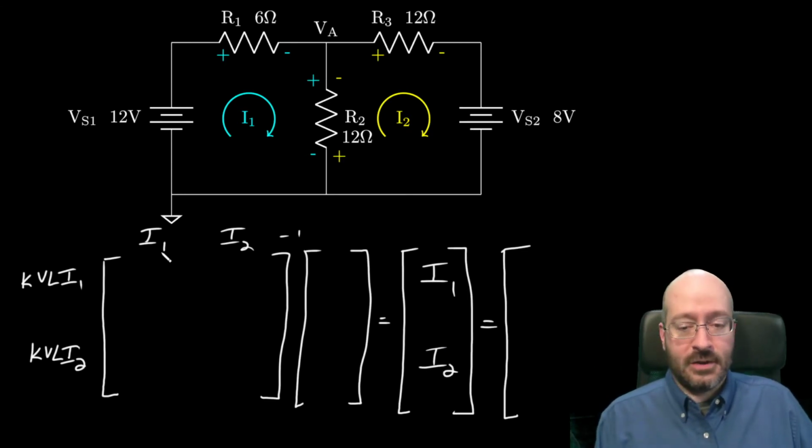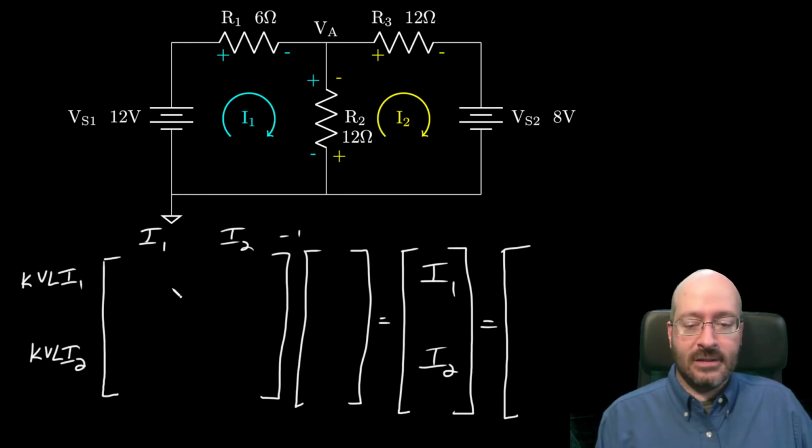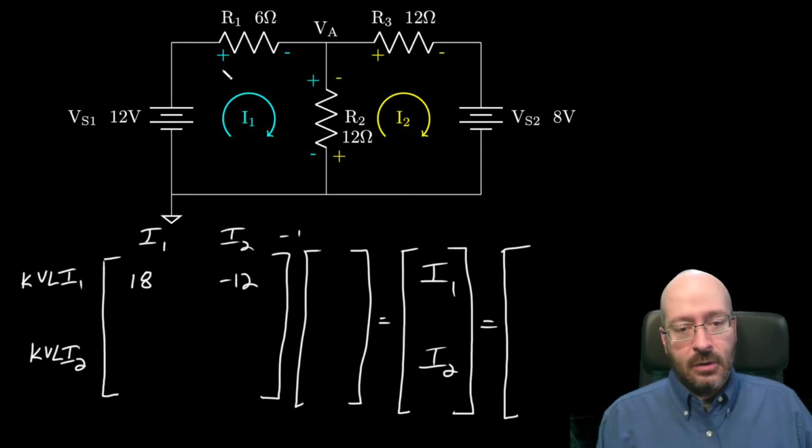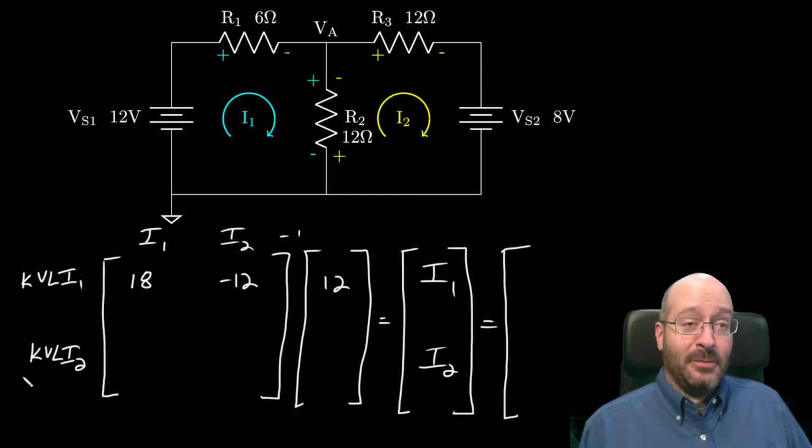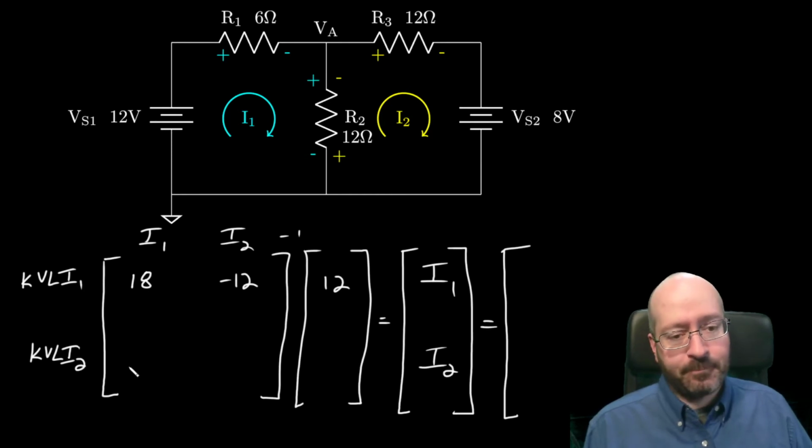What does I1 touch, and share with itself? When these are the same, we say, what does it touch? It touches the 6 and the 12, so this one's going to be 18. Then what does I1 share with I2? It shares the 12, and since it's shared, we get a negative 12. Looking at the right-hand side, I go up across the 12, so this is going to be positive 12 on the right-hand side. That was pretty quick. Halfway there.